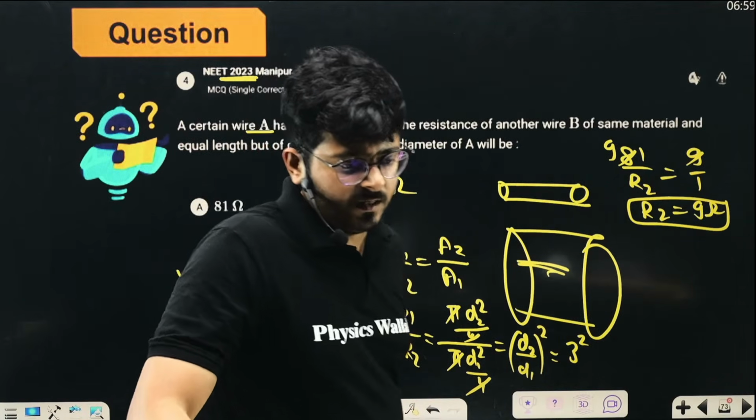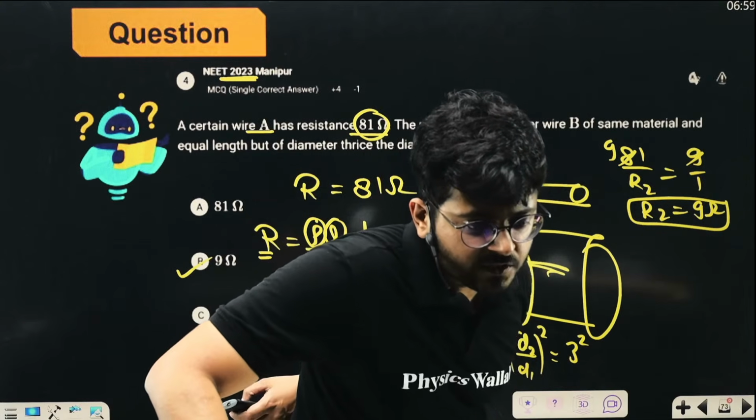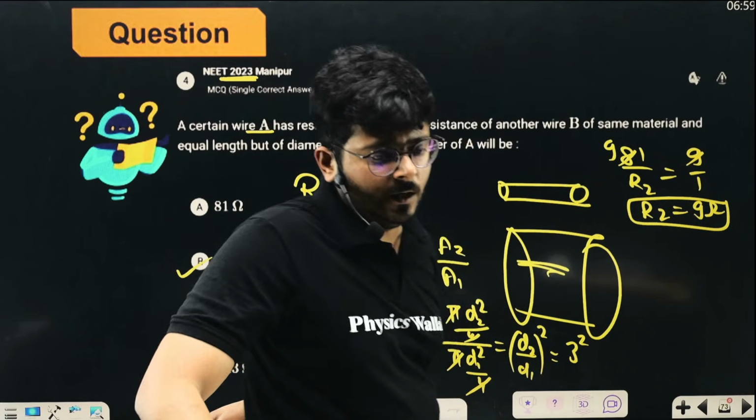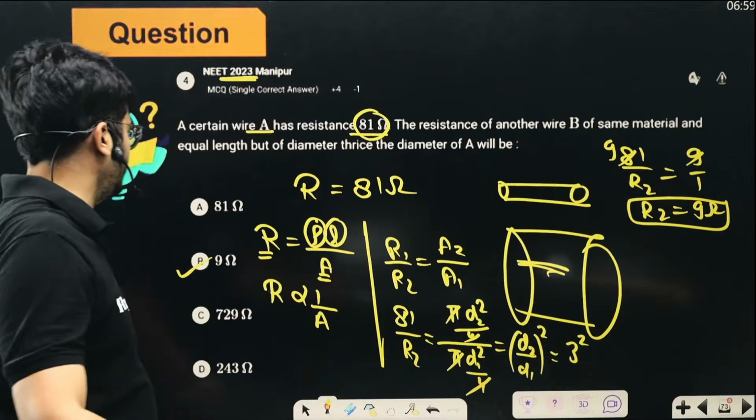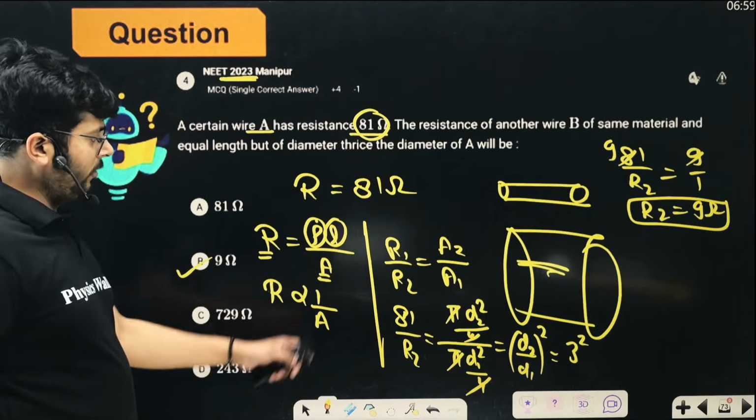Option B is correct. Very good. Very good, Rushikesh. Very good, Ananya. Very good, Manjulika. Option B is correct. Very good. Anushka, good try. But option B is the correct option, right?